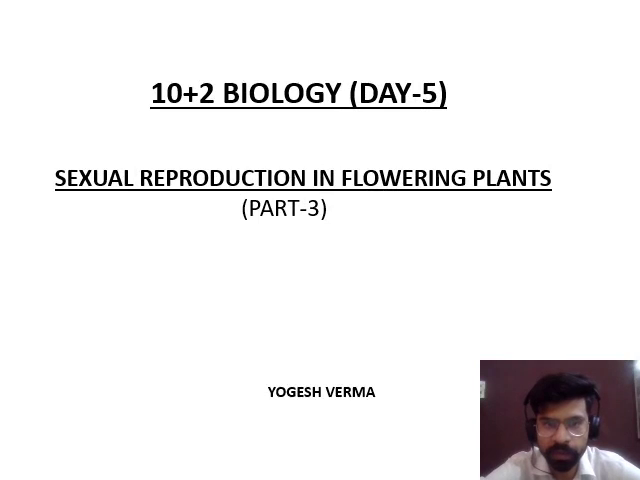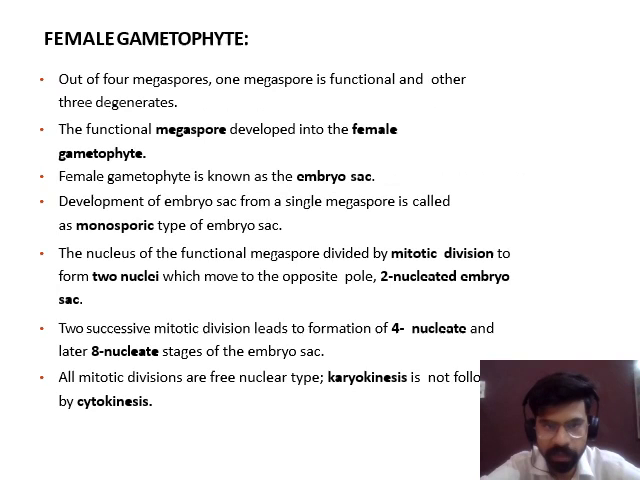Part 3 of sexual reproduction in flowering plants. In part 1 and part 2, we have already discussed what a flower is, the parts of a flower: stamen, petals, sepals, and gynoecium. And then we studied the structure of the flower, the structure of the pollen grain, and the male gametophyte. So, in today's lecture, we study the female gametophyte. Our first topic is the female gametophyte.